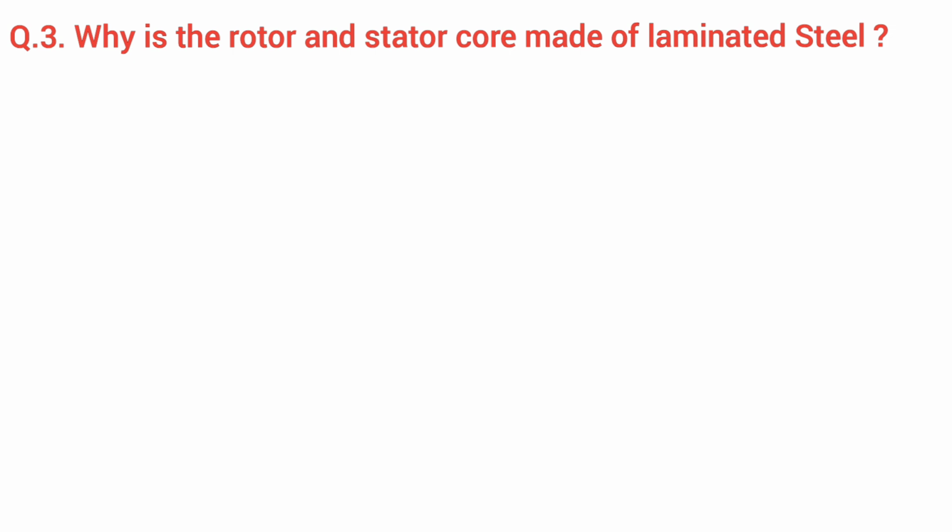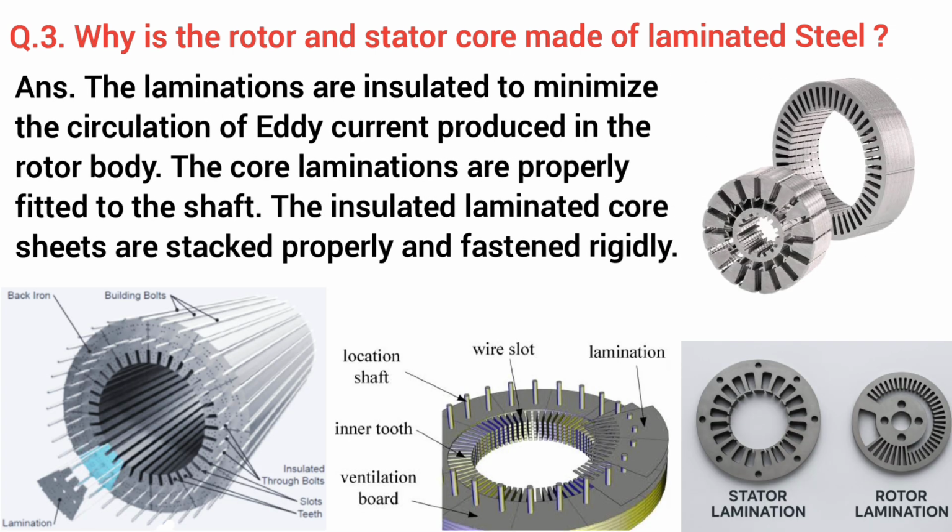Why are the rotor and stator core made of laminated steel? The laminations are insulated to minimize the circulation of eddy current produced in the rotor body. The core laminations are properly fitted to the shaft. The insulated laminated core sheets are stacked properly and fastened rigidly.